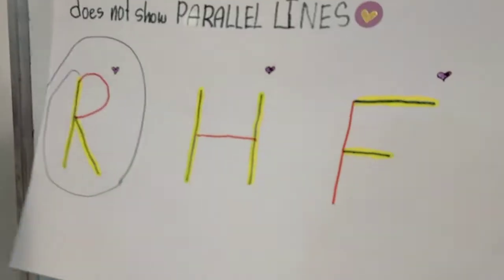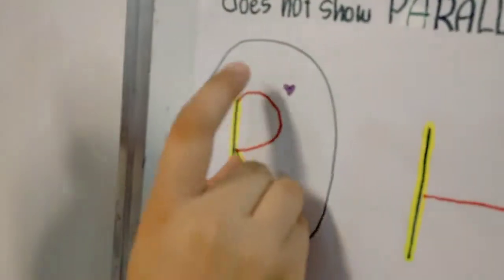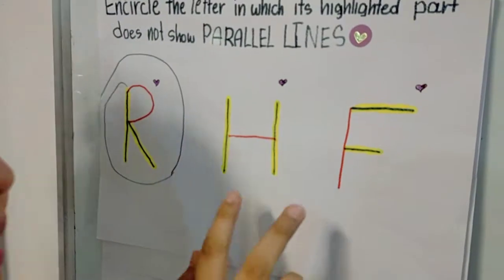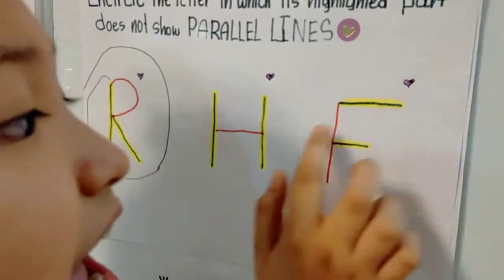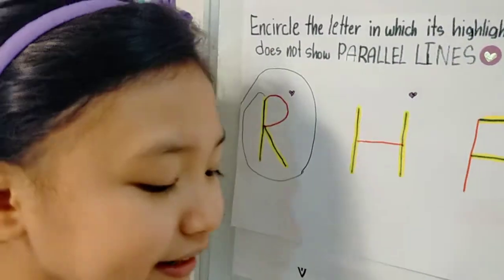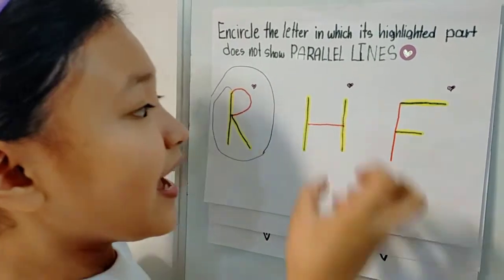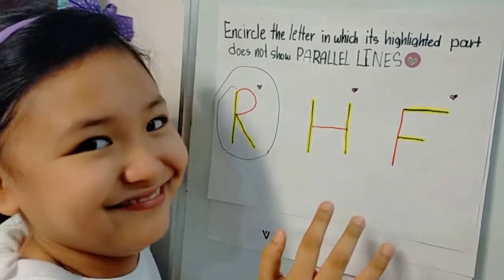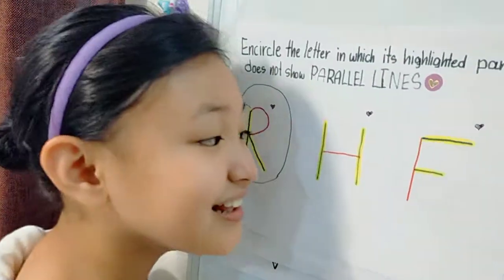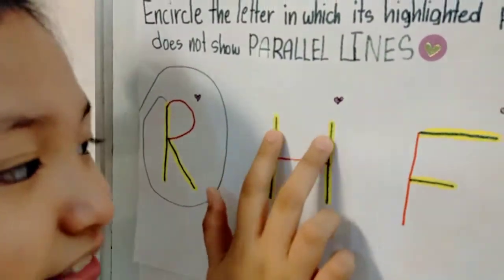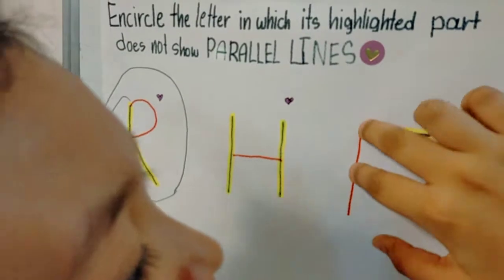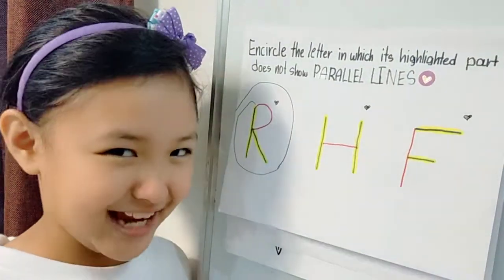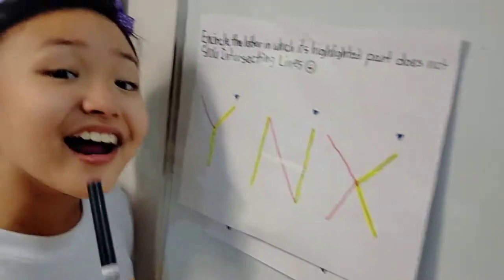Because it is an intersecting line, because it intersects at a point. While H and F do not intersect and have their own lines. The parallel lines in H are these ones and in F are these ones. They do not intersect. Another one.